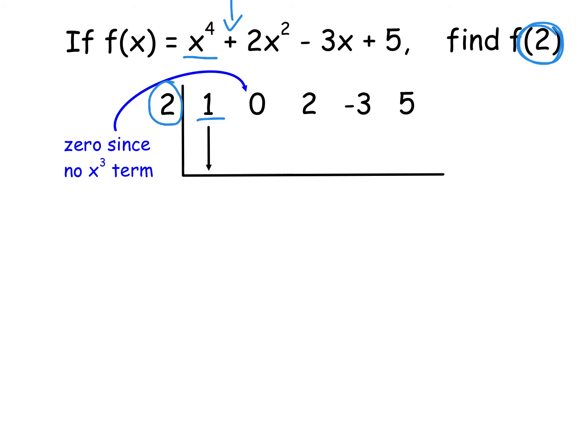Remember I said that's going to be really important if there's a term missing. And I've just put a wee note at the side here. We put a 0 there because there is no x cubed term in our polynomial. Then the 2 comes from your 2x squared. The minus 3 comes from the minus 3x. Signs are important as well.